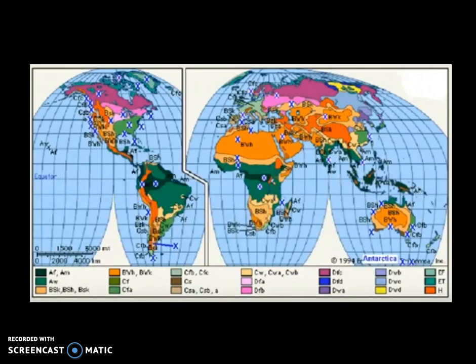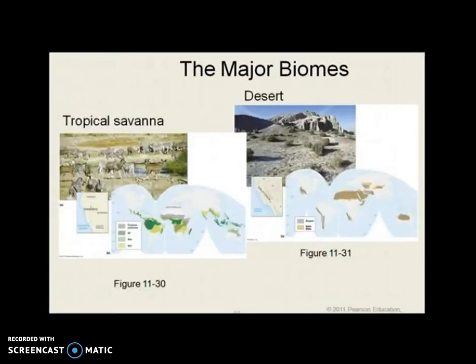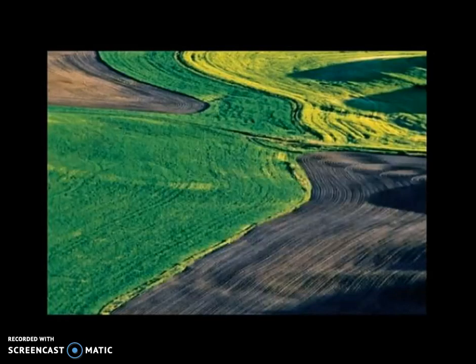and biomes. Okay? Here we talk about a map of basically global climate. Climate varies quite a bit throughout the world. We'll historically talk about different types of spheres and how they interact with climate. We'll discuss major biomes, which we have here: Mediterranean woodland, mid-latitude deciduous, tropical savanna, desert, and so forth. So essentially, I really look forward to working with you in this class.